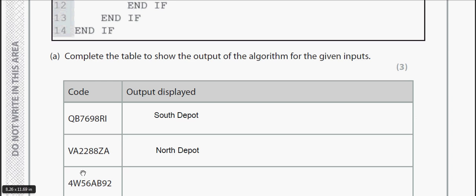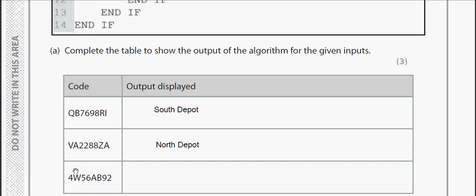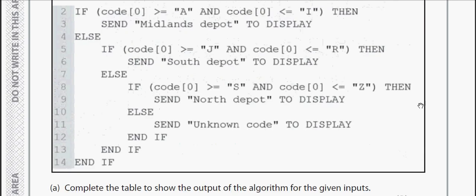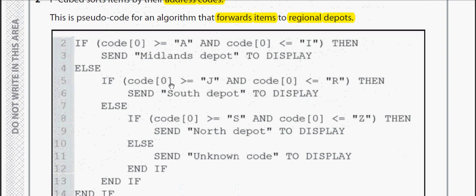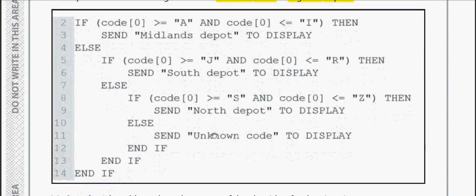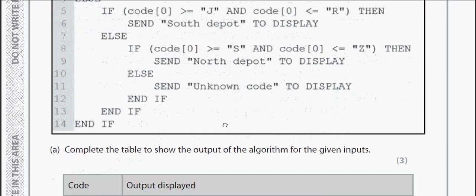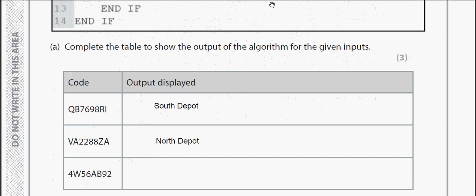Right, the first character is 4, and so it does not fit any of our criteria, because our criteria is only letters rather than digits, integers. So we will have unknown code in that one there.